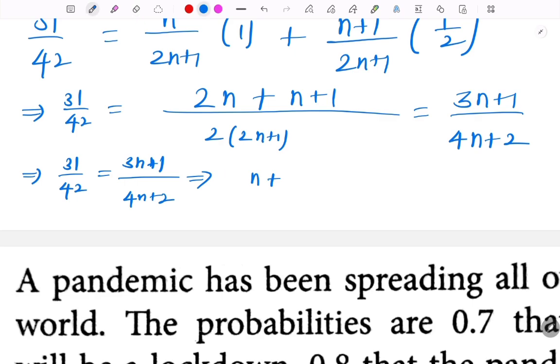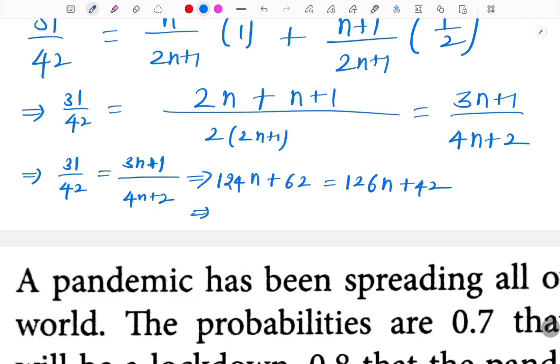Give me a moment. 31, it means 124, right? 124n plus 31 times 2, 62, equal to this side cross multiplication. If you multiply, then 42 times 3 and 42 times 1. Then 42 times 3: 4 threes are 12 and 2 threes are 6, so it means 126. We will get 126n, and 42 into 1 is 42.